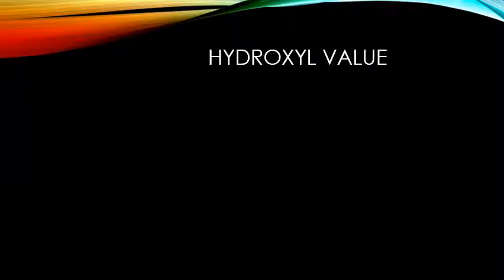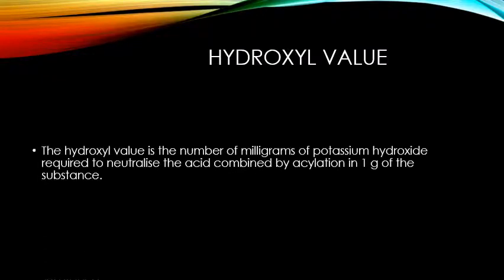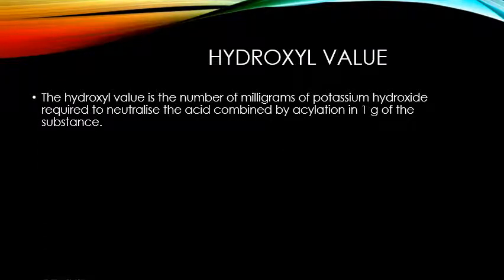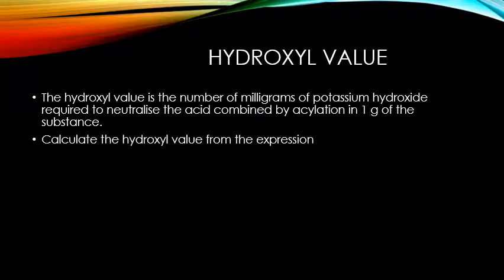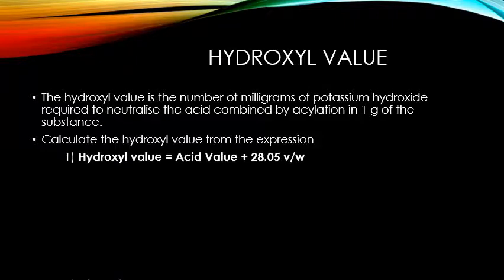Then the next one is the hydroxyl value. The hydroxyl value is the number of milligrams of potassium hydroxide required to neutralize the acid combined by acylation in 1 gram of the substance. Calculate the hydroxyl value from the expression below.